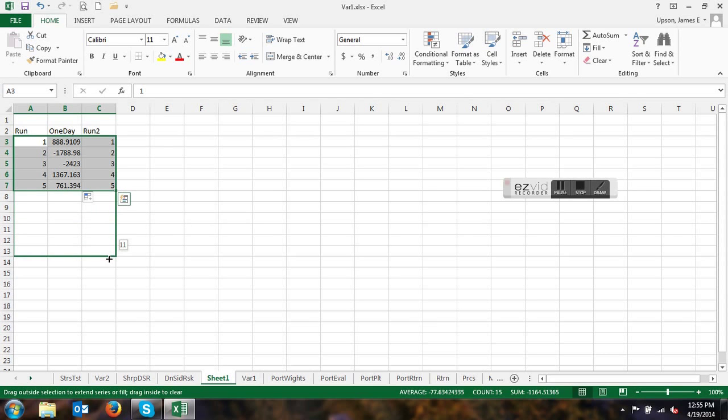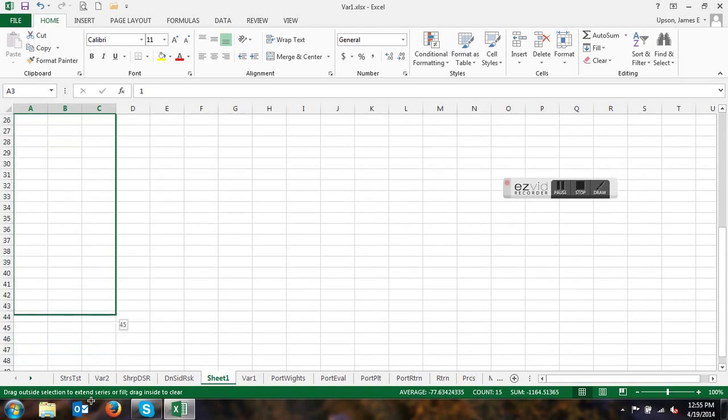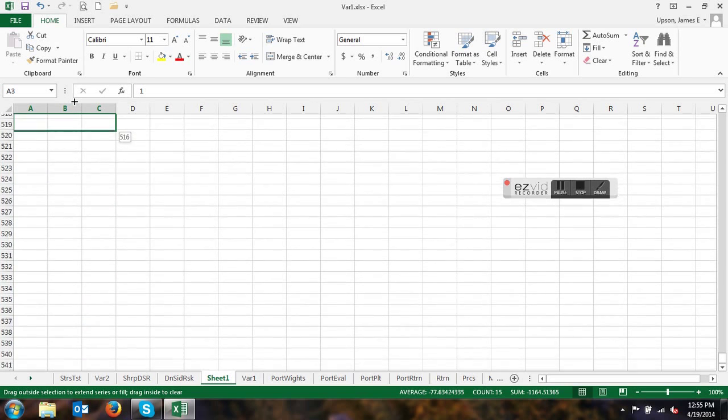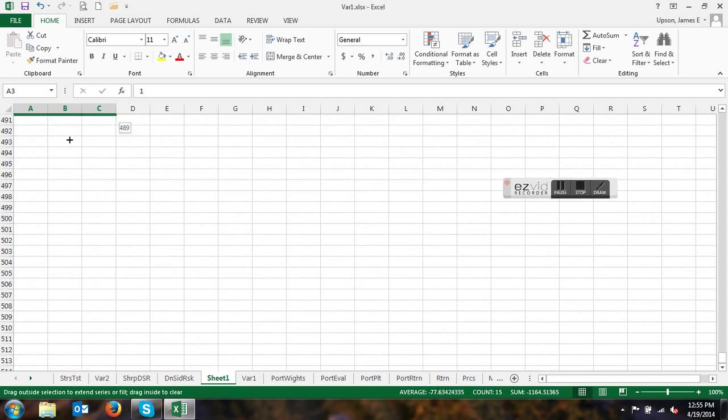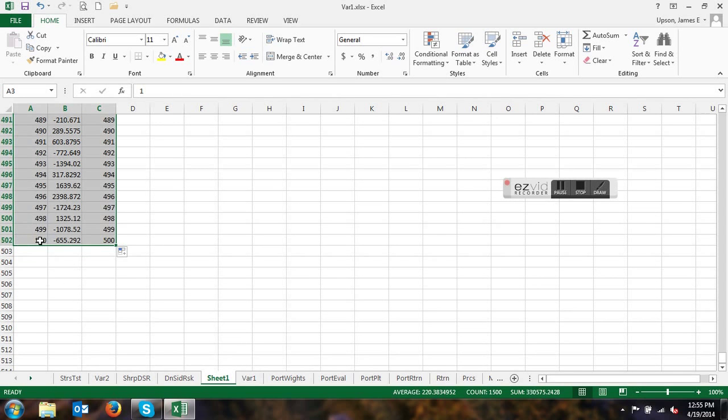Now what we want to do is highlight all 3 of these columns and go ahead and drag down. Now we're starting in row 3. We want 500 simulations. So we'll drag down here to around 503. I think it should actually be 502. And here our count is 500. So on the 500th day simulation, we lost $655. On 496, we actually gained $2,398.